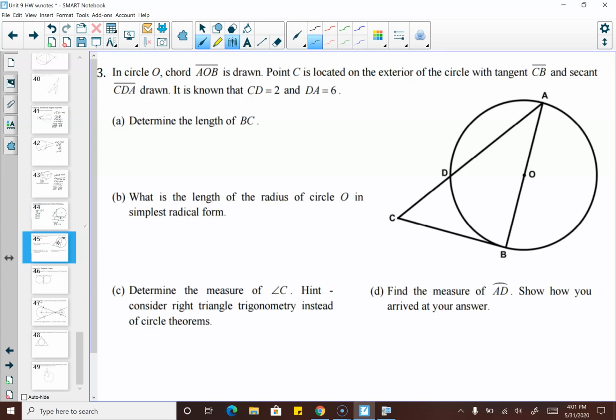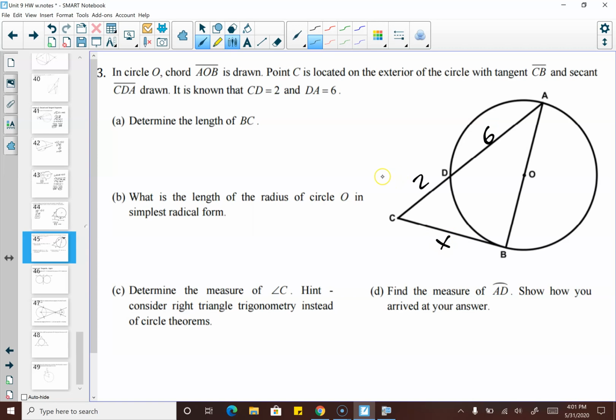In circle O, chord AOB is drawn. And you can see AOB is a diameter because it goes through the center. Point C is located on the exterior of the circle with tangent CB and secant CDA drawn. It is known that CD is 2 and DA is 6. What's the length of BC?